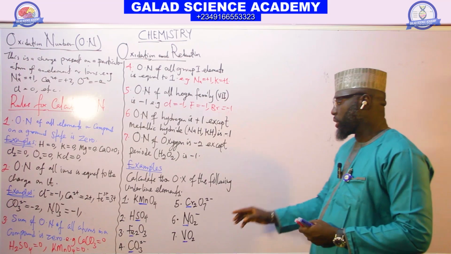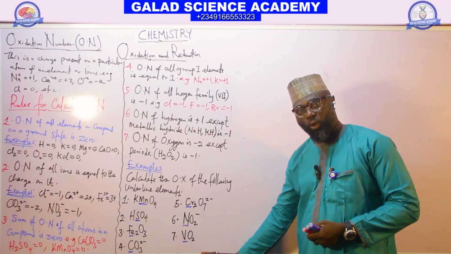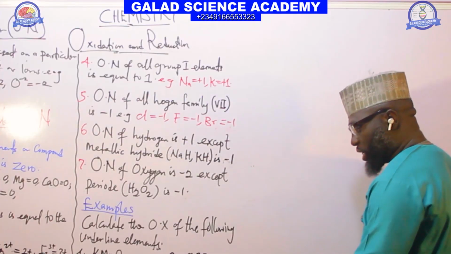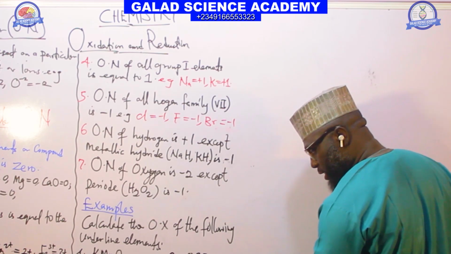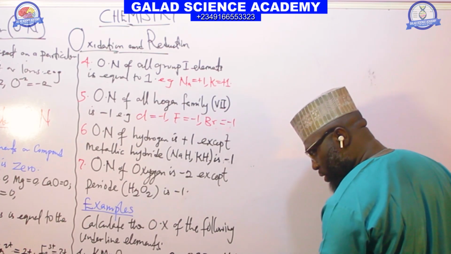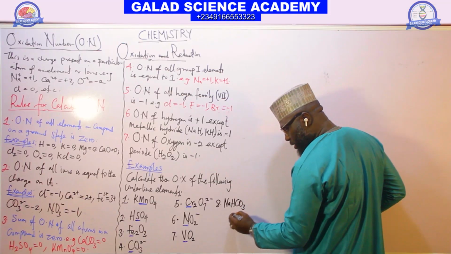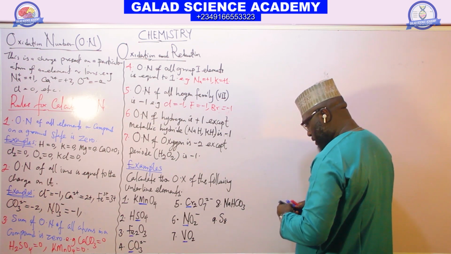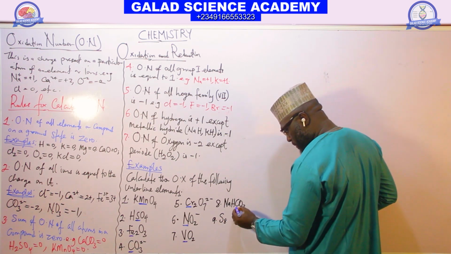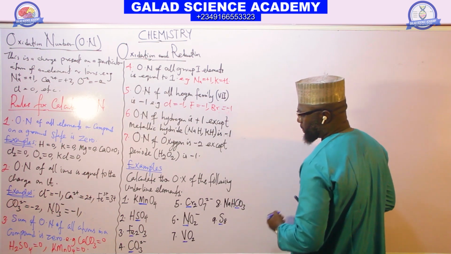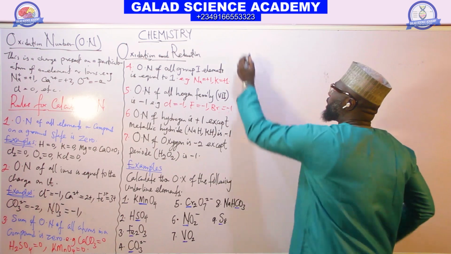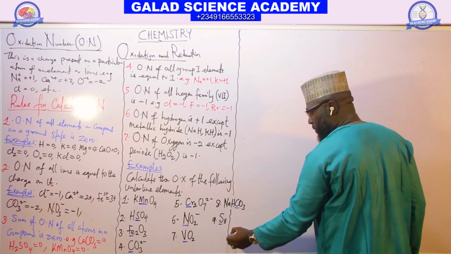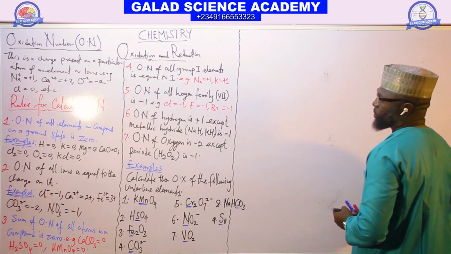You are asked to find the oxidation number of the following underlined elements. Let me add 2 more questions here, please. 8. Sodium carbonate. 9. Sulfur. Now let us solve it together to know their solutions.